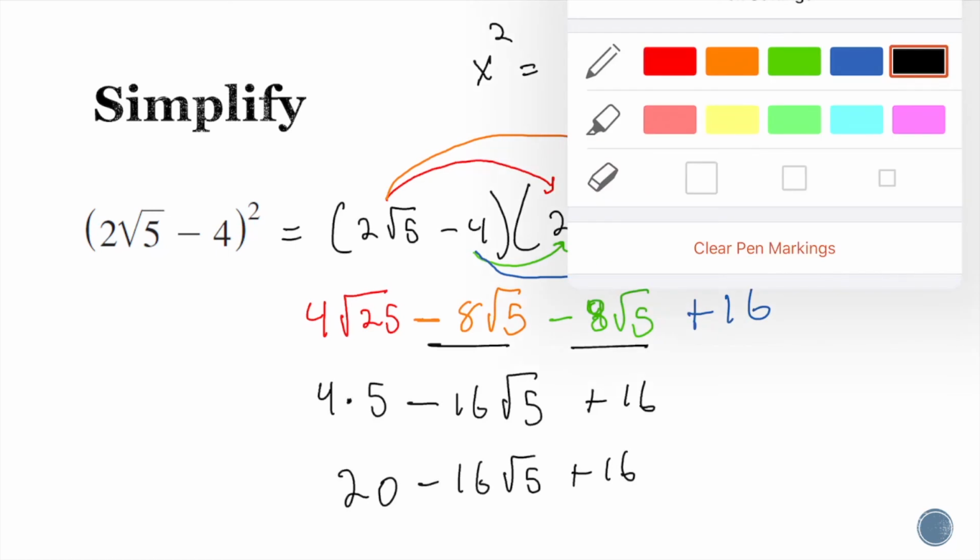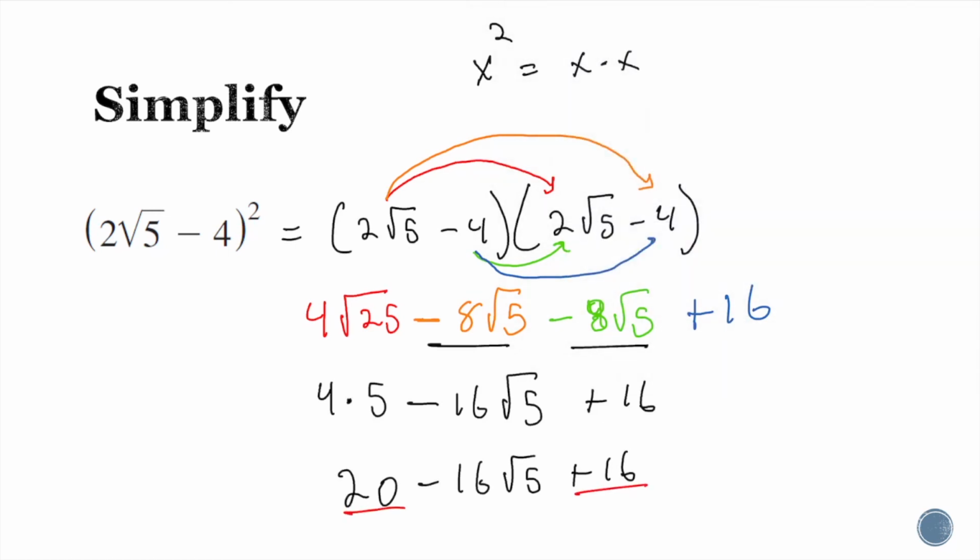And again, I have like terms. And so I will get 36 minus 16 times the square root of 5 as the final answer. 20 plus 16 is 36. You can't do anything more with the negative 16 times the square root of 5, so I bring that down. That's it.